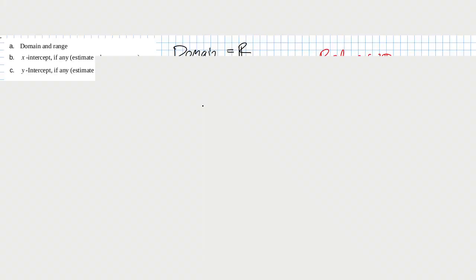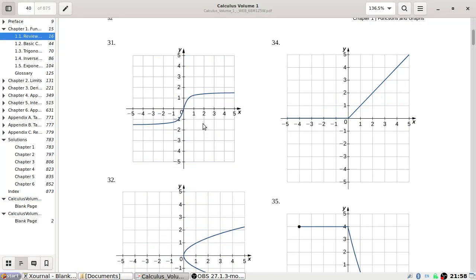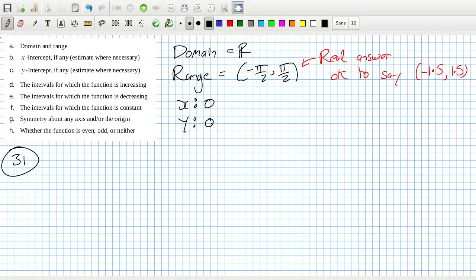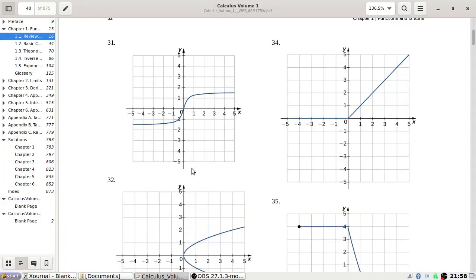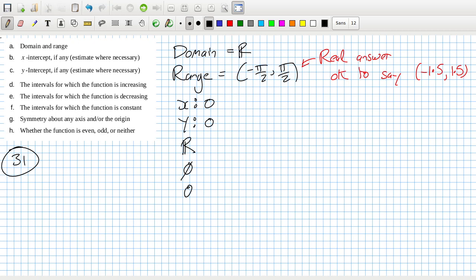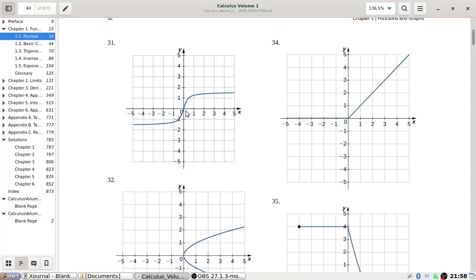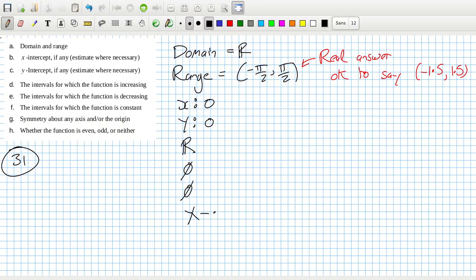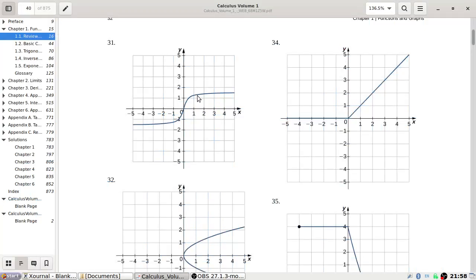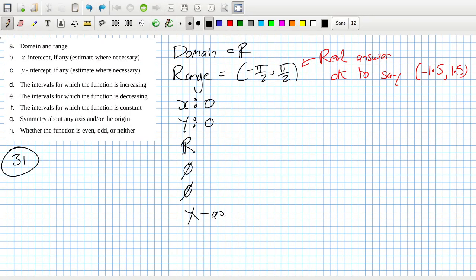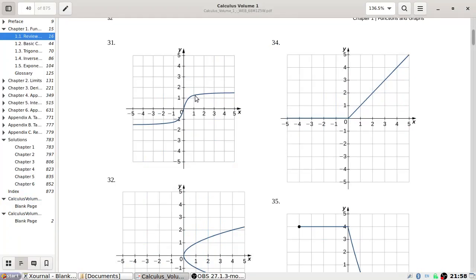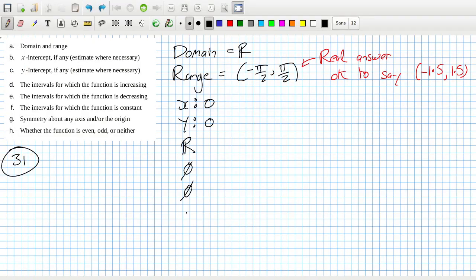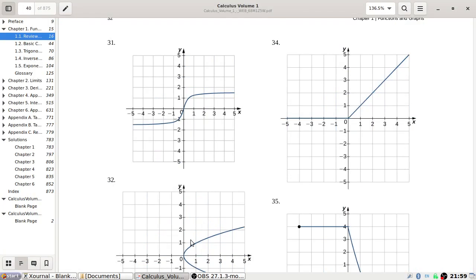X-intercept is just at 0. Y-intercept, also at 0. The function is increasing everywhere and decreasing never. And the constant never. And it's symmetric through the x-axis. Oh, no, it's not. Not symmetric through the x or y axis, but through the origin, which makes it an odd function when it's symmetric through the origin.